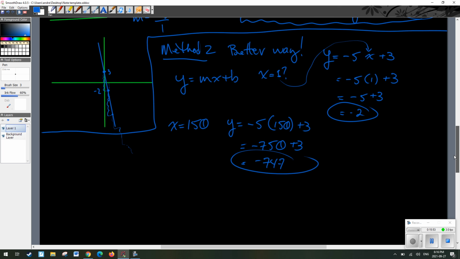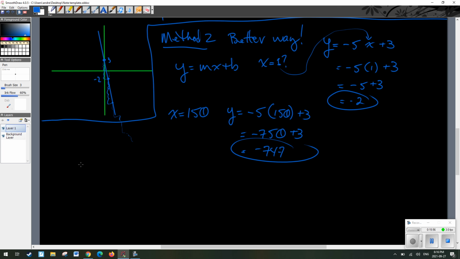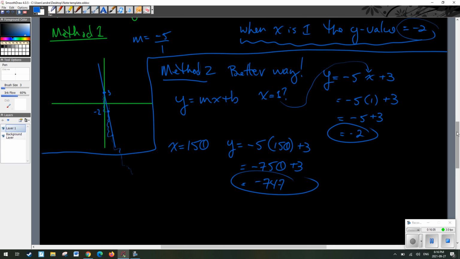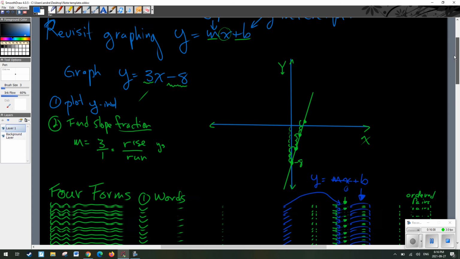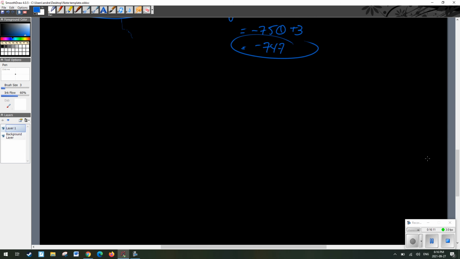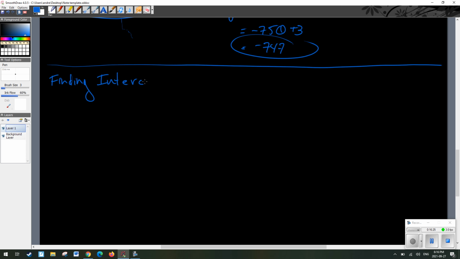But I want to use the idea about an equation generating values, and I want to explore the idea of intercepts. Hence the name of the note was intercepts. That's what I called it. So I'm going to come back down here, and I'm going to use that to find intercepts. And we're going to look at finding both x and y intercepts.